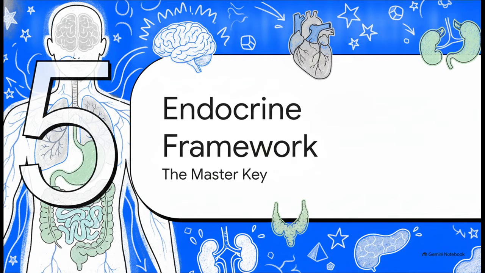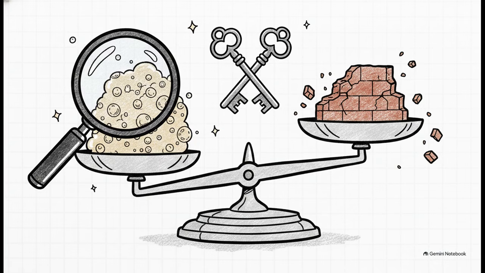Finally, Section 5, the endocrine framework. Let's pull it all together by abandoning rote memorization and leaning completely into this master key framework. You can logically reconstruct almost any endocrine disease, even under pressure. It always comes down to overproduction or underproduction. It's driven by runaway growth or physical destruction. And by isolating those paired discriminators, like primary versus secondary, the diagnosis practically reveals itself to you.